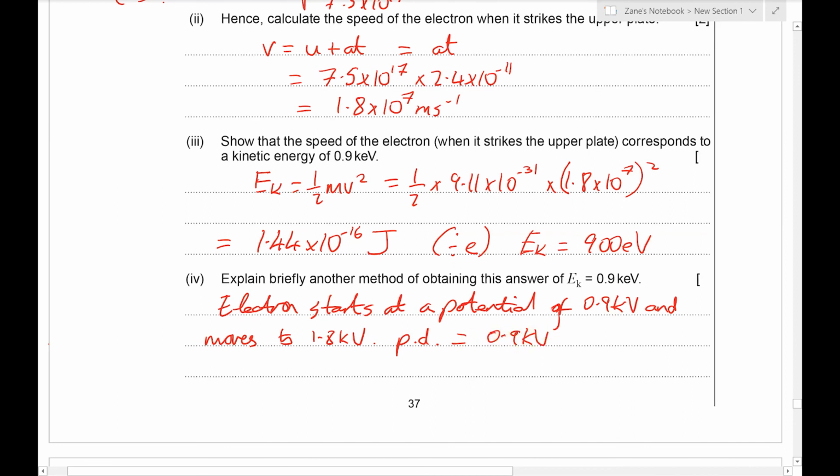And from the definition of the electron volt, where the electron volt is the amount of work done or energy transferred when an electron moves through a PD of 1 volt, it means that the work done on the electron here is 0.9 kilo electron volts. And that's equal to the gain of kinetic energy.